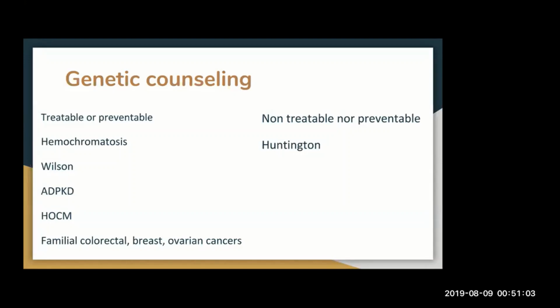But in case of autosomal dominant polycystic kidney disease and HOCM, you don't have to do the test, but you can do the ultrasound, or echo for HOCM, by the age of 18. Okay? In non-preventable, non-treatable diseases, you discourage doing the test and you explore with the person what the drawbacks of doing this test are. Okay, what are the pros and cons of doing this test?